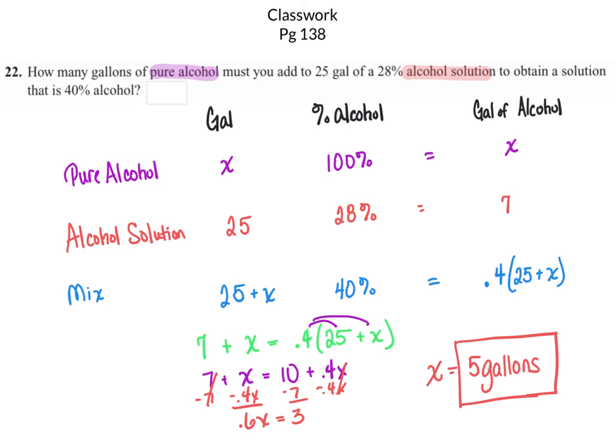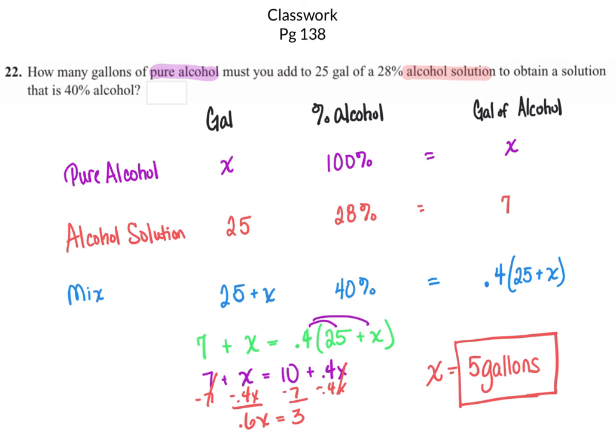So very often in chemistry, different reactions will react differently depending on what percentage of alcohol it is, like how quickly it'll burn or whatever, okay? And so they have had pure alcohol and an alcohol solution, and they want to mix those two to come up with a new solution, okay? So I have pure alcohol, alcohol solution, and then my final is going to be the mix of those.